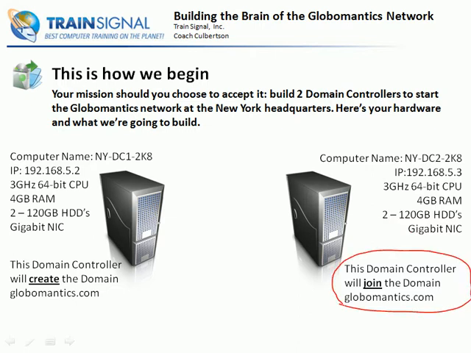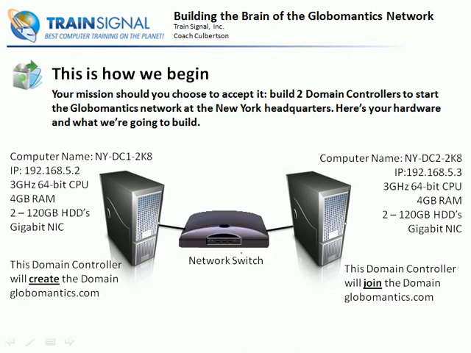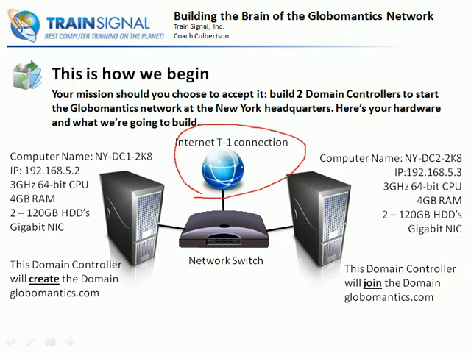All right, so we're going to be creating the domain here, and we're going to be taking this guy and joining him to the globalmantics.com domain. Now, these two guys are connected together with a network switch. All right, it's a very simple connection. We just take a couple of Cat5 cables, hook them into a network switch, and this network switch is then hooked into our T1 connection. And this T1 connection is, of course, going to be connected via a router. Our router is also going to be providing DHCP services too.